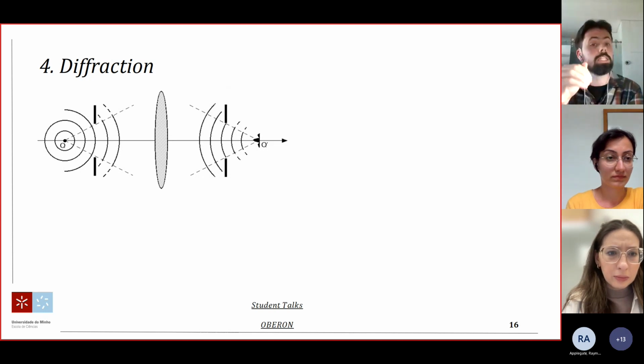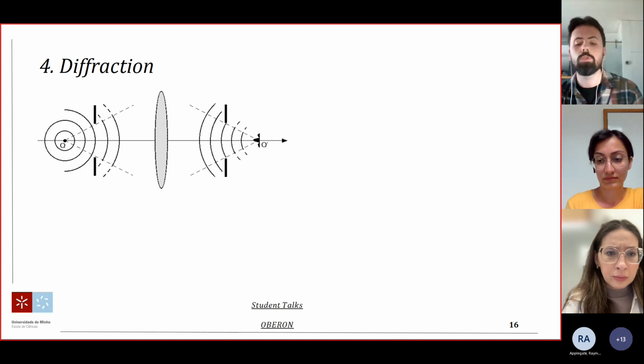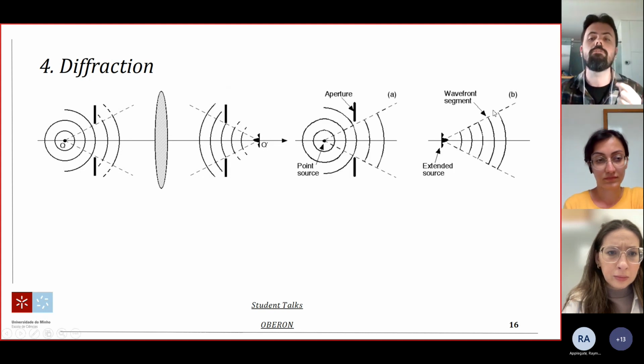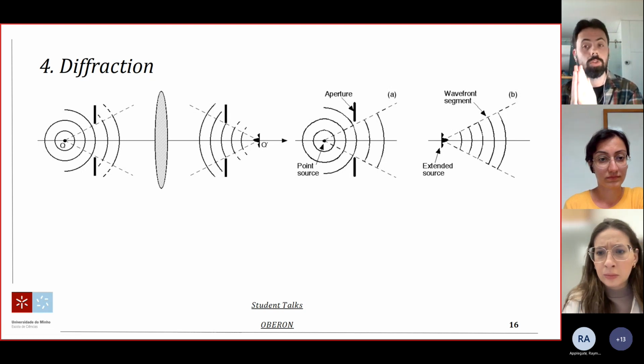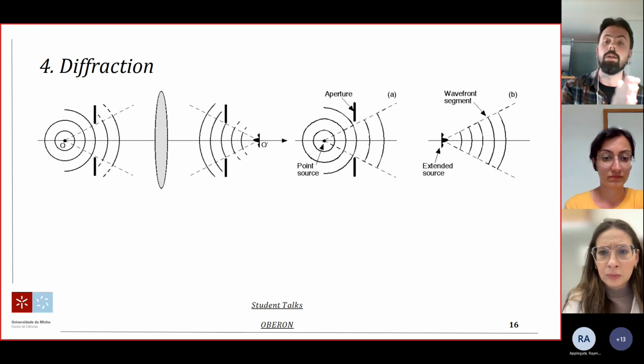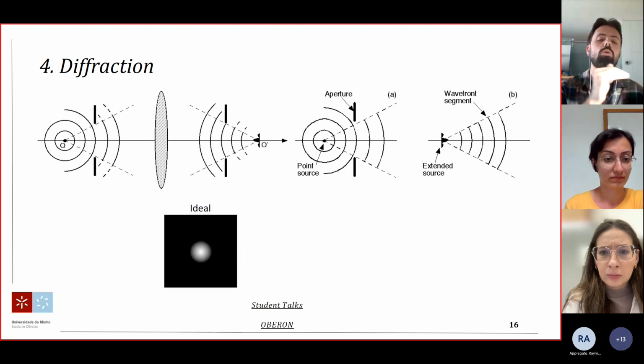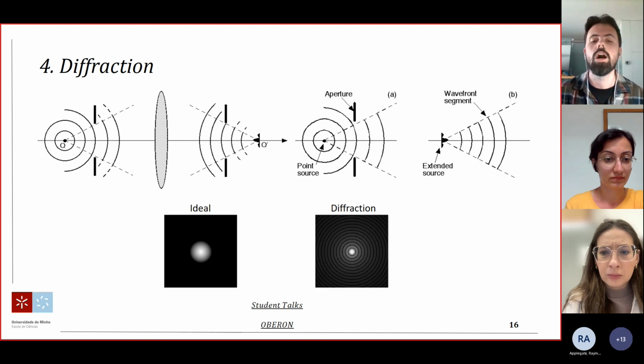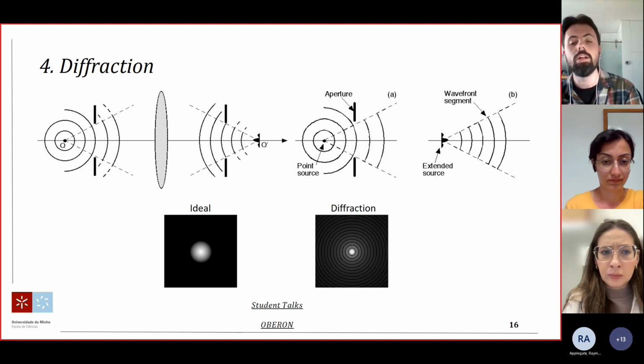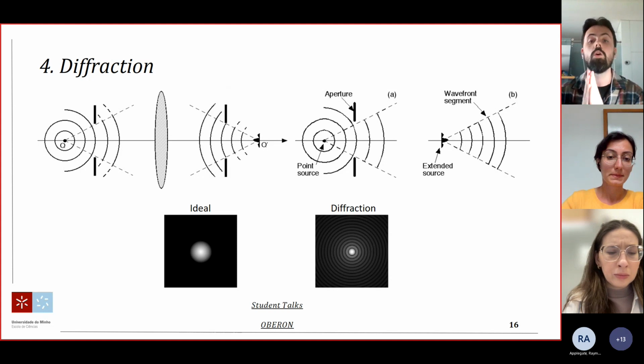But if you are putting this aperture, now what you are going to do is to recover the image of a wavefront segment, not of all of this spherical wavefront. And the source associated to that segment of wavefront is going to be an extended one. So the image of that wavefront segment is going to be an extended image. So you're not going to be able to be working with this ideal point anymore, and you will have patterns like this one. This pattern is going to be dependent on the wavelength of your radiation, on the shape of the aperture, and the size of the aperture.